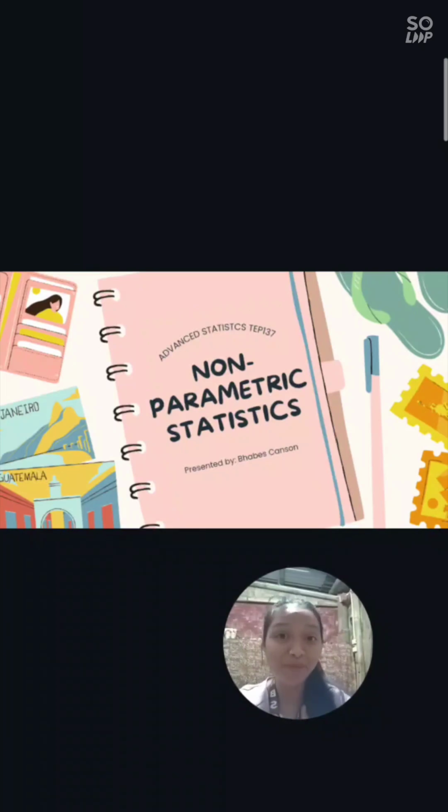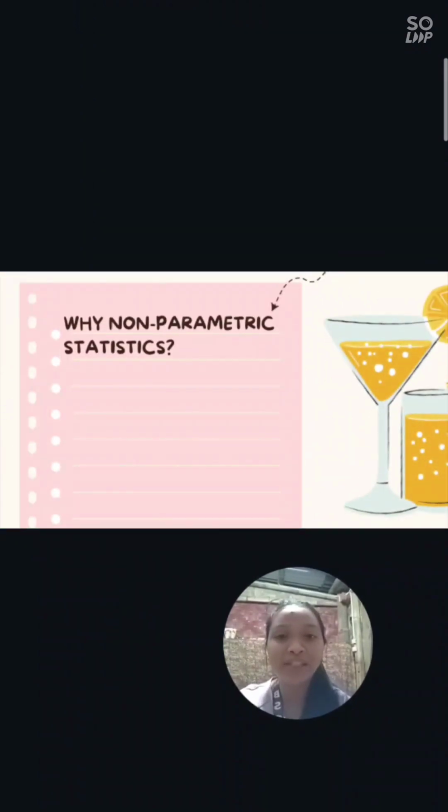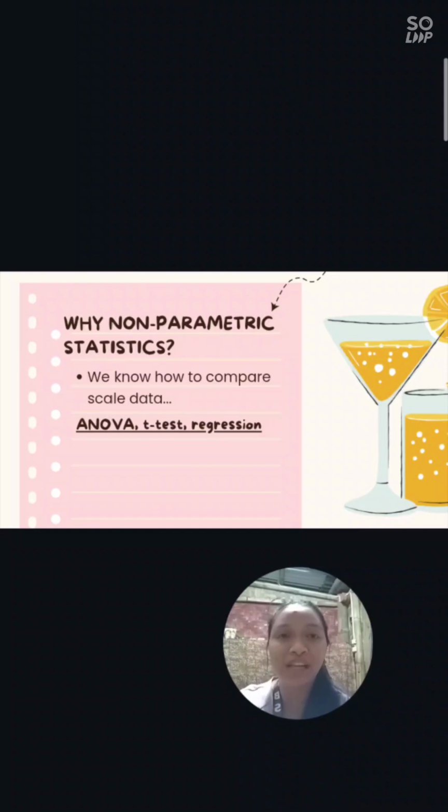I am Babesy Kansan and we are now going to look at a special class of tests that give us the ability to do statistical analysis in circumstances when parametric tests just won't do. They are called nonparametric statistics, and I'm going to tell you why we need them. From all of our studies of parametric statistics like the t-test and ANOVA, we have learned how to compare groups using scale-level data.